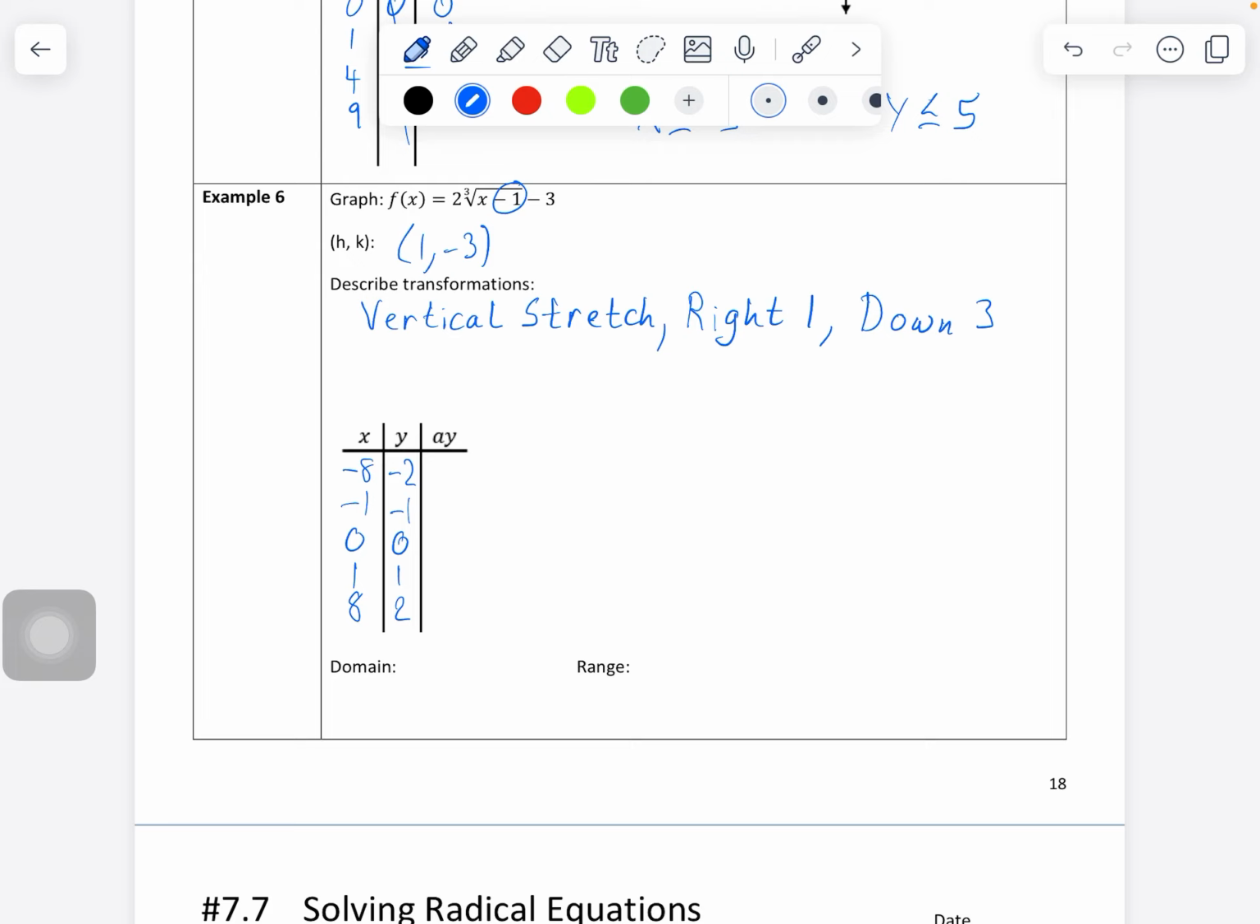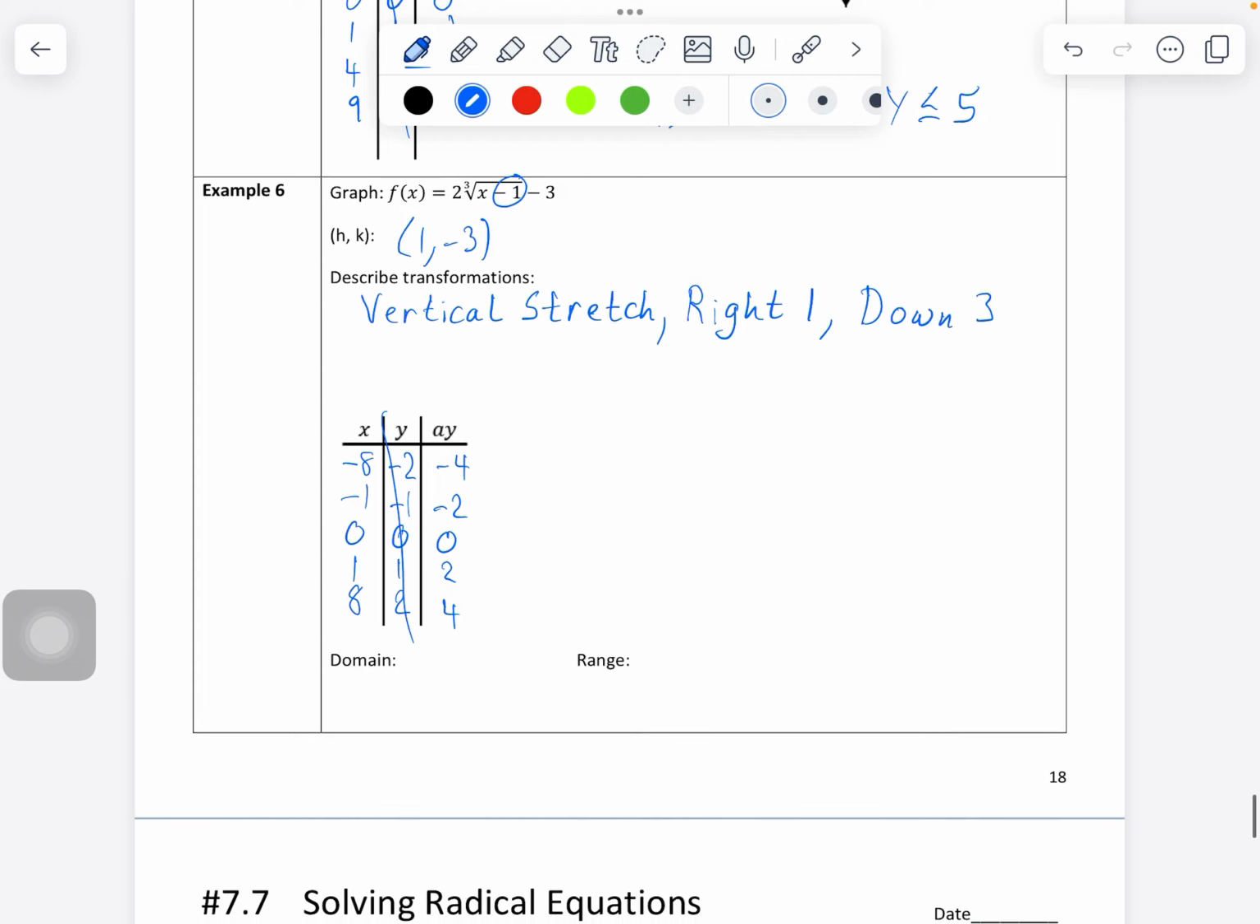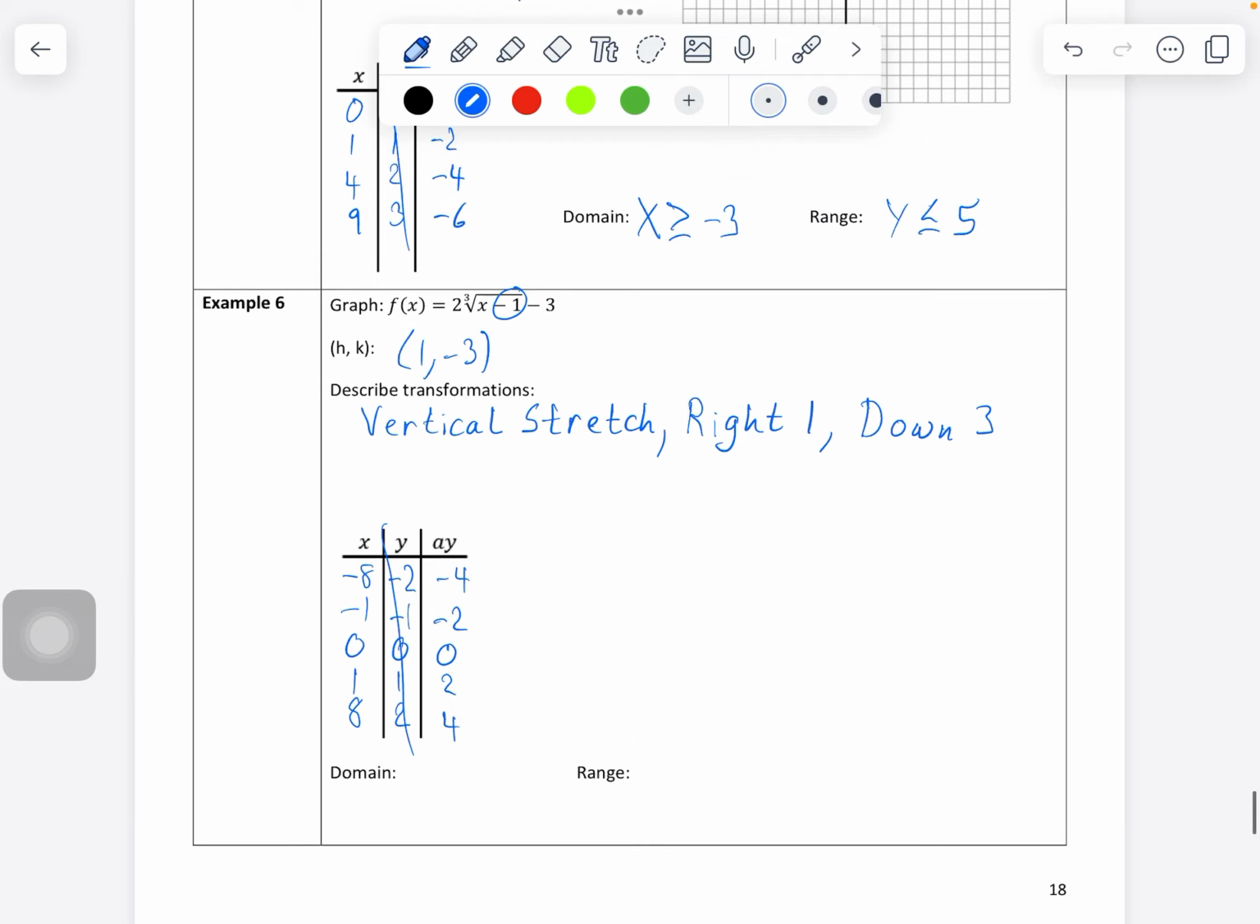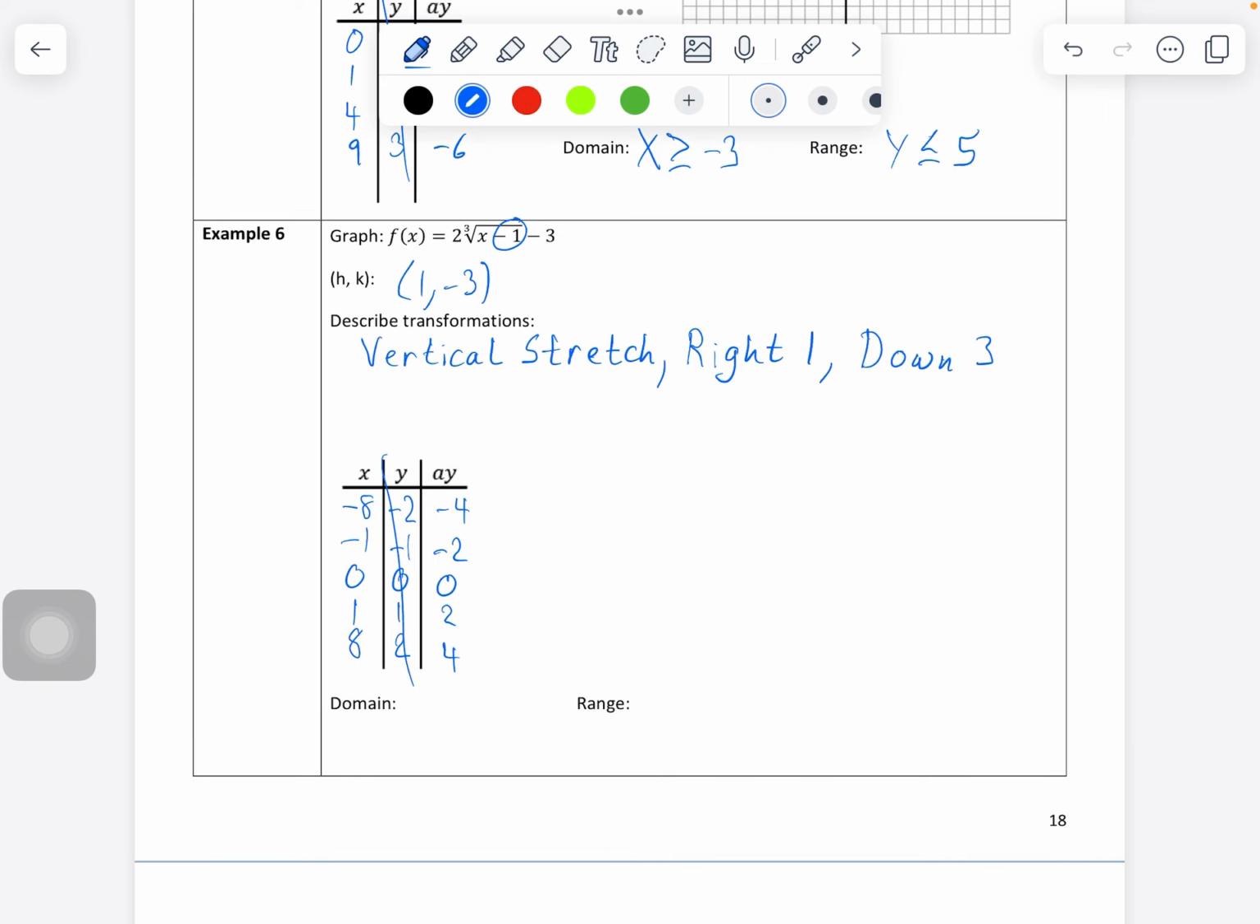Our a value is 2, so we're just doubling everything. So negative 4, negative 2, 0, 2, and 4. And it didn't leave us with a graph, but that's fine. You get the idea for this one. The domain would be all real numbers, and same for the range, because there's no restrictions on a cube root. And that's it for this one.